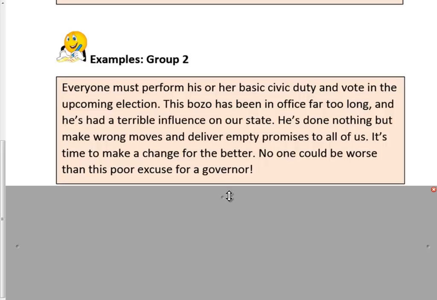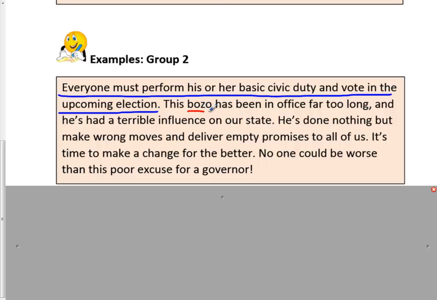Well, the very first thing we do, can you remember what it is? We need to look for our main idea. And of course, here we are doing our basic duty and voting in the upcoming election. Let us look at the kinds of words, the language that the author is using. And we see that there's a lot of very emotional or subjective words here that would indicate an emotional or subjective tone.